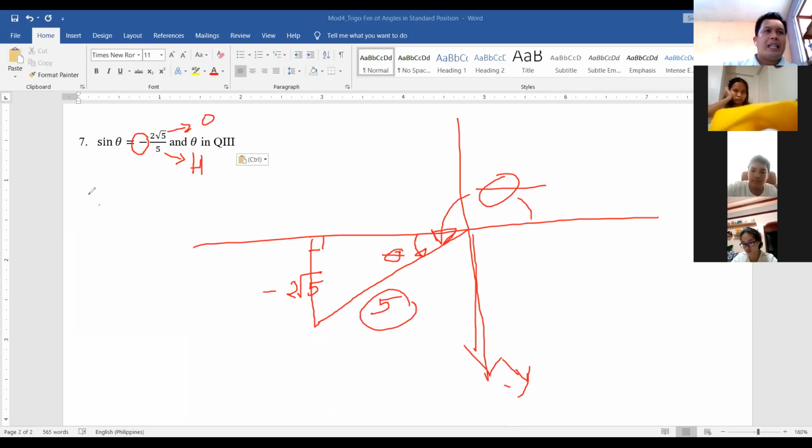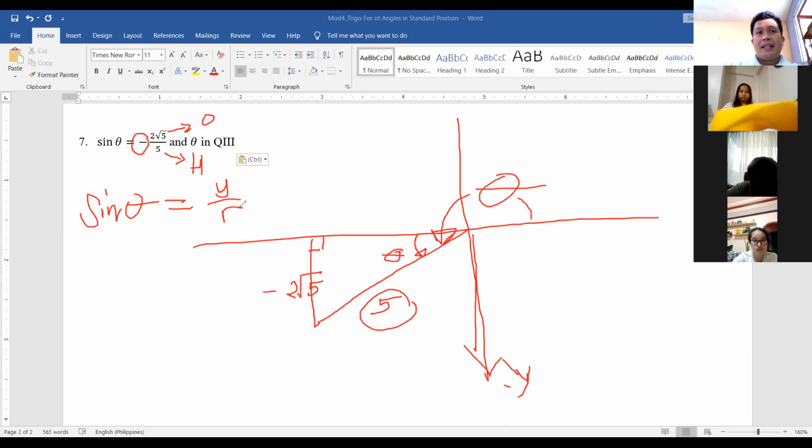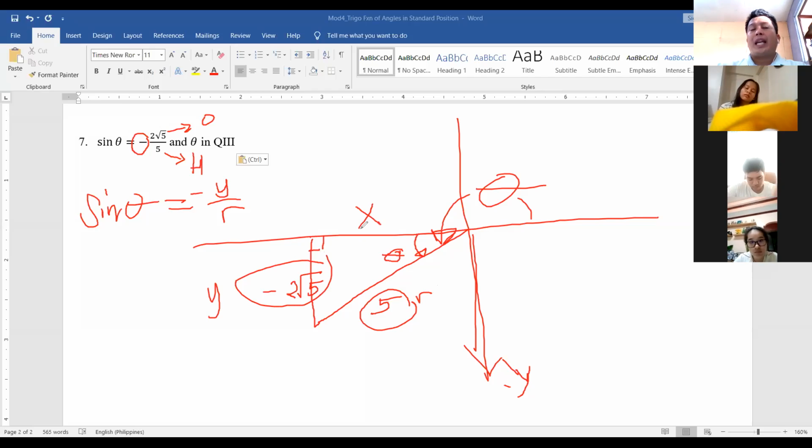Or if you don't like that, you can use the formula sine theta equals y over r. Since there is a negative value, the y there is negative. So we have here your y, you have here your r. We are now going to find x. You may use the Pythagorean theorem, or you can use the formula r squared equals x squared plus y squared. Since we are going to find x, the formula then will be x equals the square root of r squared minus y squared.